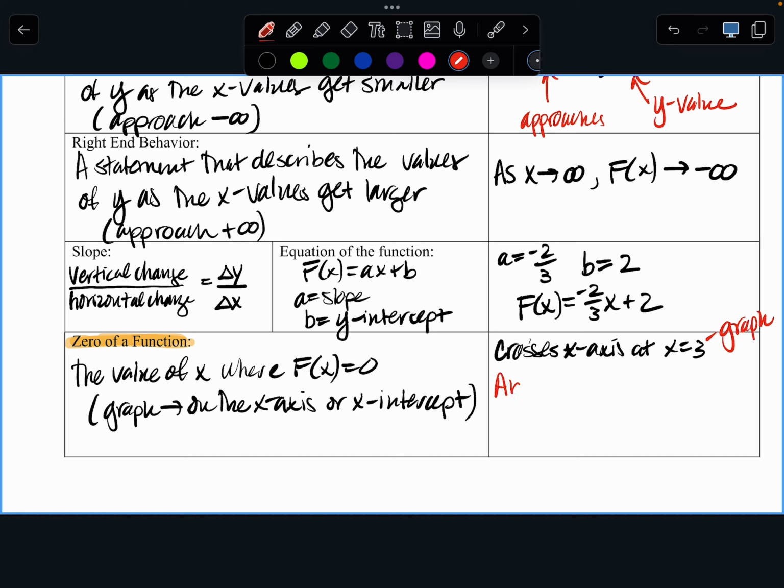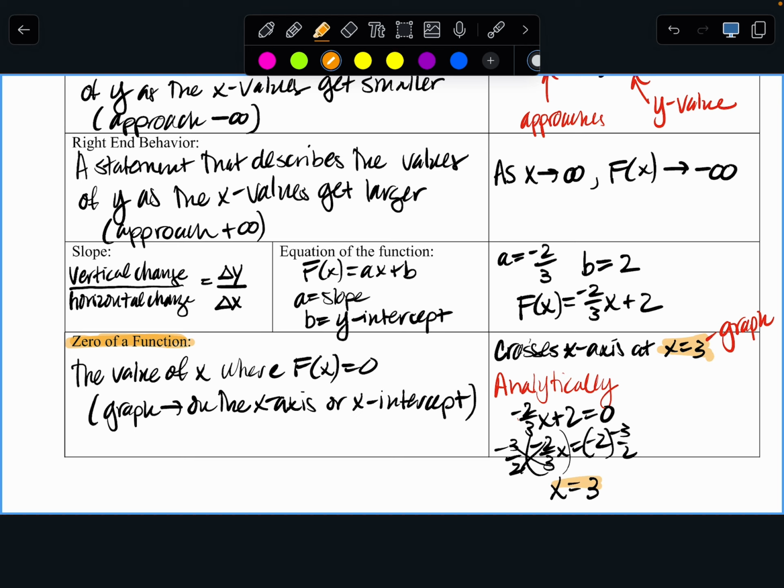If we want to do it analytically, using the equation, we take our equation for f of x and we say, all right, f of x, negative 2/3 x plus 2, has to equal 0, okay? Set the function equal to 0. So to solve that, I'm going to subtract 2 from both sides. And then I'm going to multiply by negative 3/2. Those cancel, and I get x equals positive 3. So clearly, it matches up at the same place.